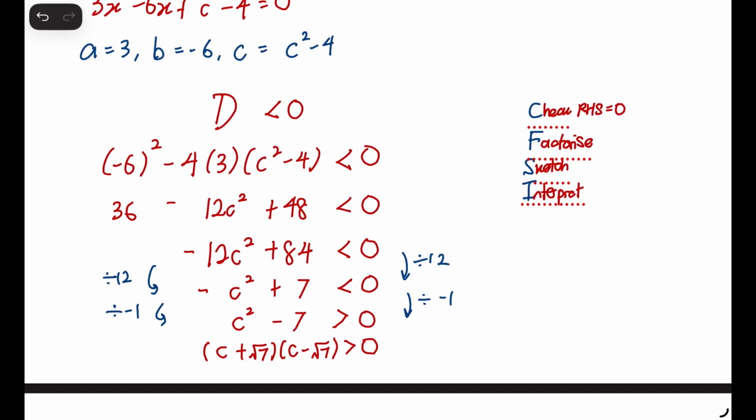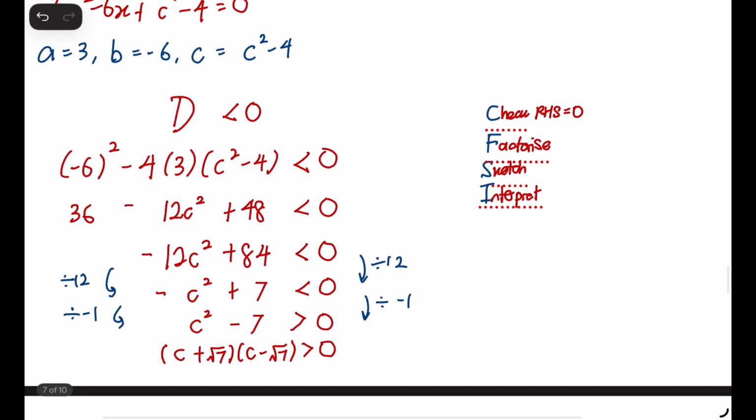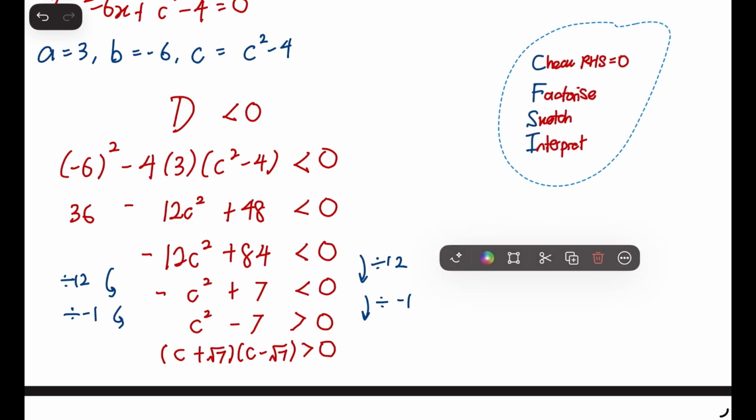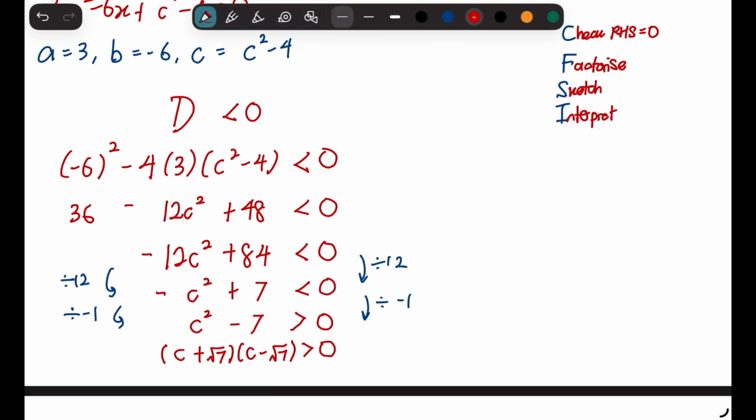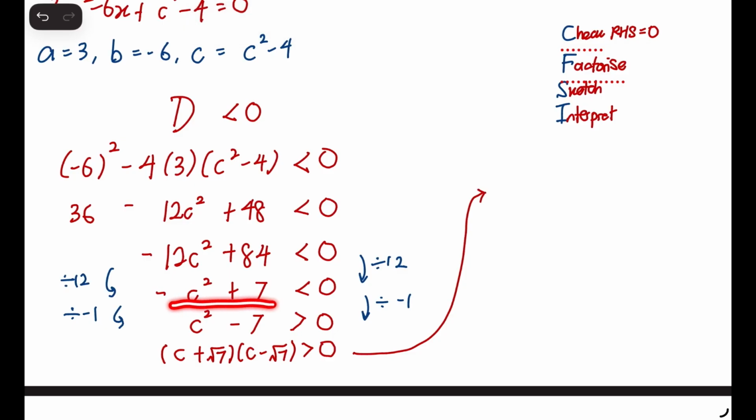This is wrong. We follow the steps over here. Factorize done. My next step is to sketch. So now let's sketch the graph based on this quadratic inequality over here. By sketching, I can go ahead to the next step. Okay, first we sketch by this quadratic inequality here.